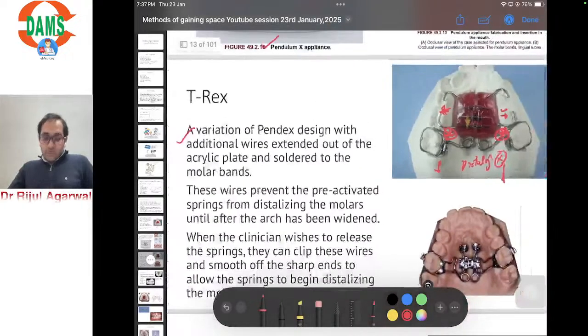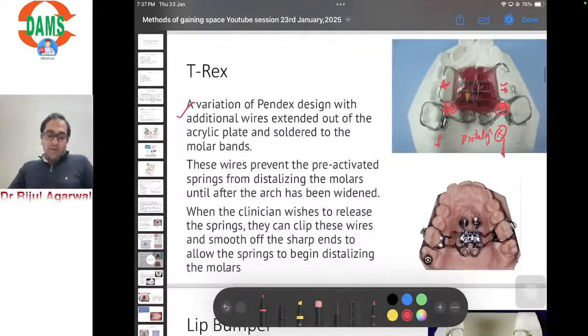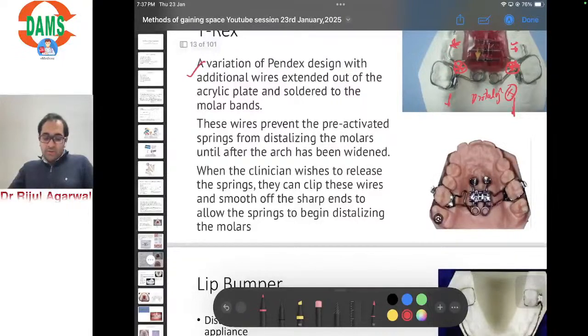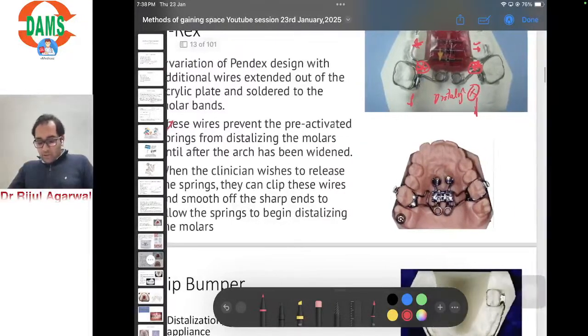Okay, so this is the variation of the Pendex appliance. These wires prevent the pre-activated spring from distalizing the molars until the arch has been expanded to the desired extent.